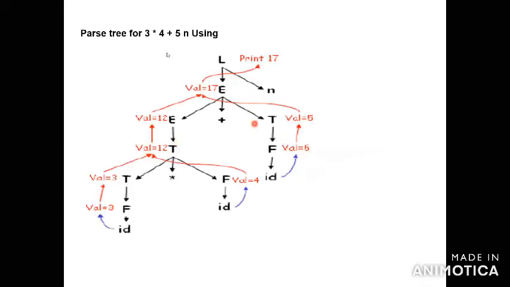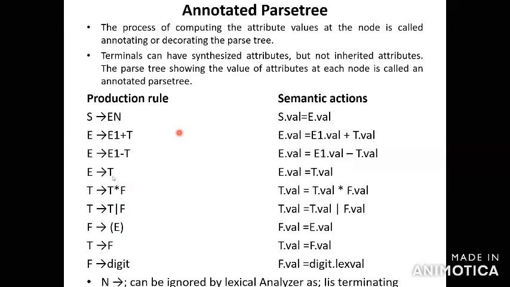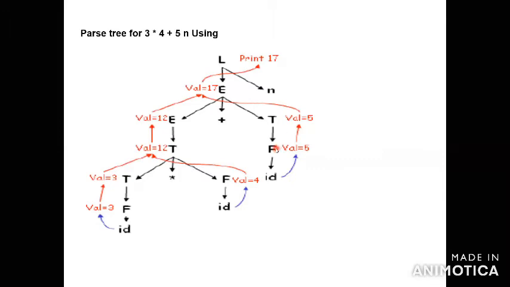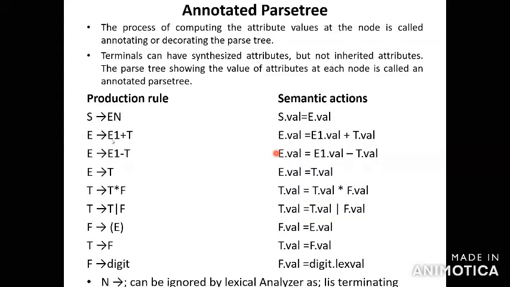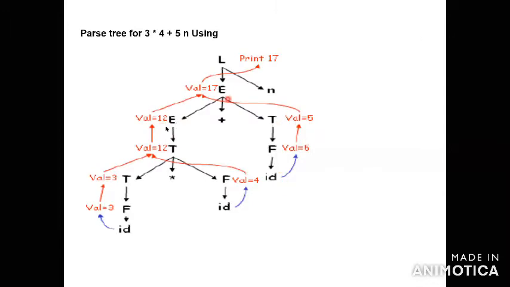Similarly you have to check on the right side of plus 5. So ID is 5. ID can be changed to F. F is 5. F can be changed to T. T is also 5. So E tends to T. So T can be changed to E. So here F can be changed to T. So what is E? E is 12. T is 5. So E plus T is nothing but E. So 12 plus 5 will be equal to 17.